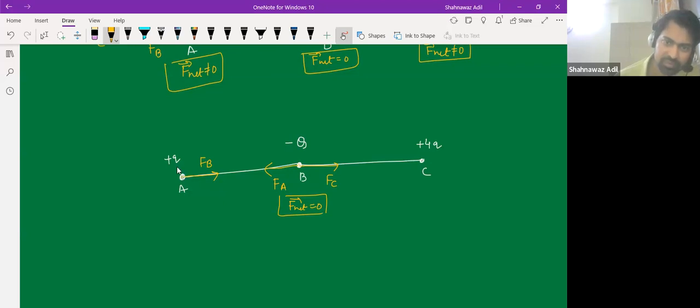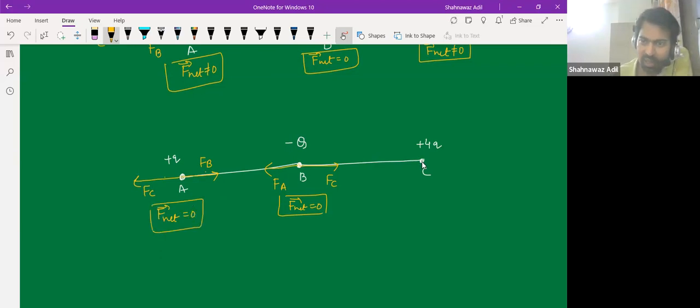So it will also attract. This is positive, this is positive. Oh yes, that will repel. Repel then, sir. So that will repel. So you see that this point and this point, they are balancing. So F net is zero.